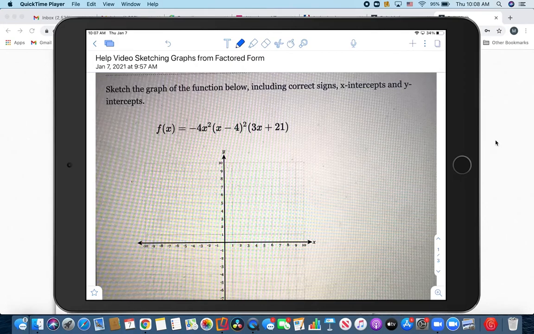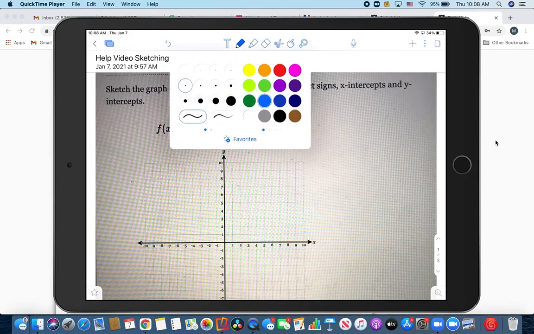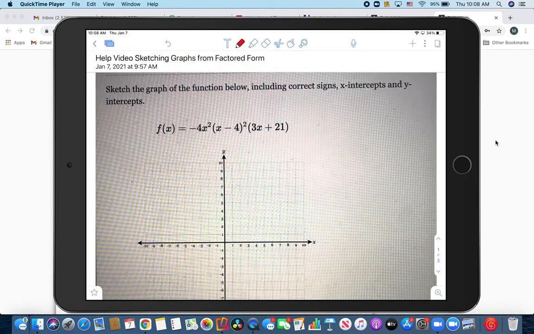Video for sketching graphs from factored form. So first order of business is to find our zeros. So we have zeros there, there, and there that we have to solve for.